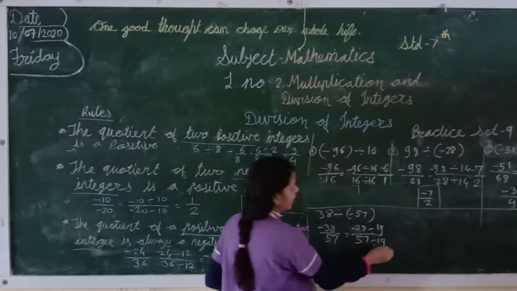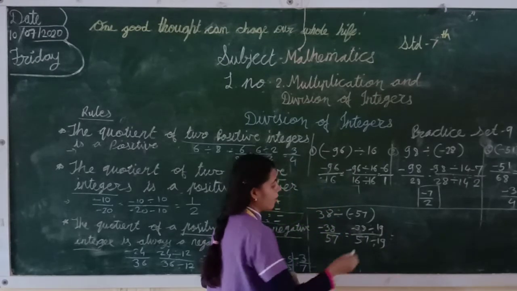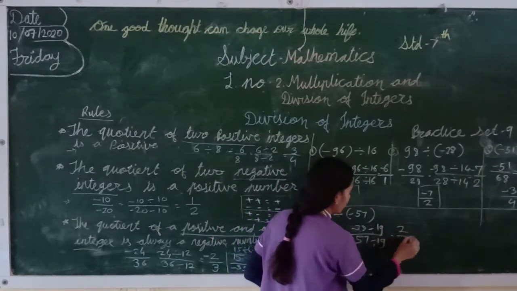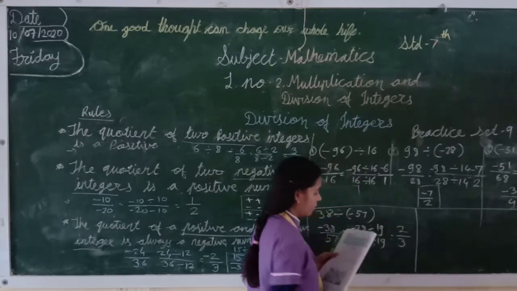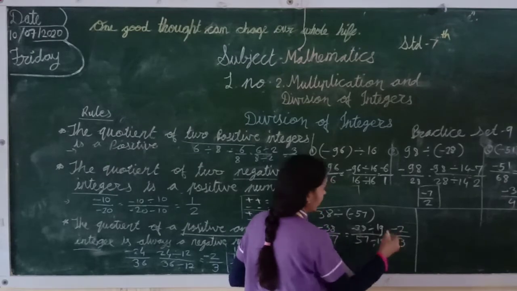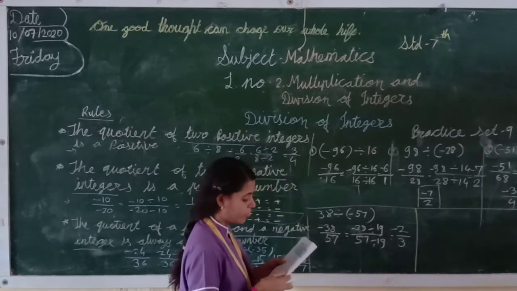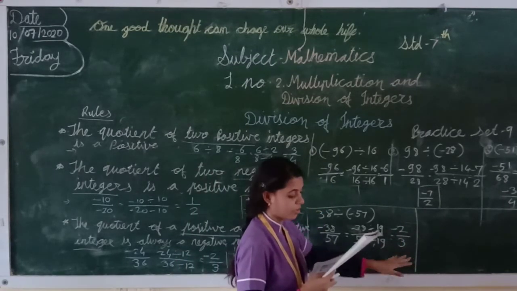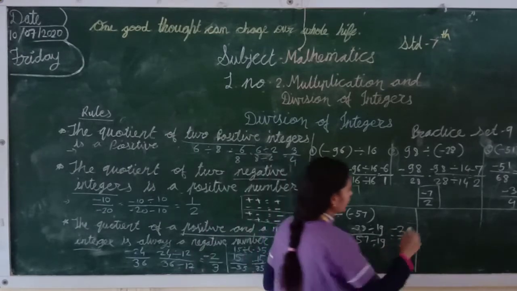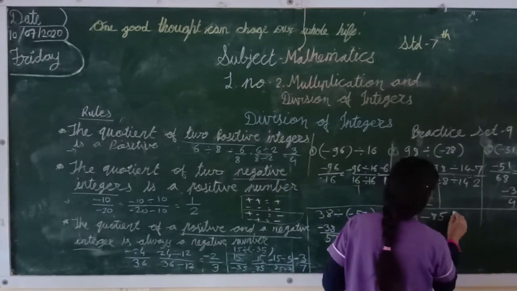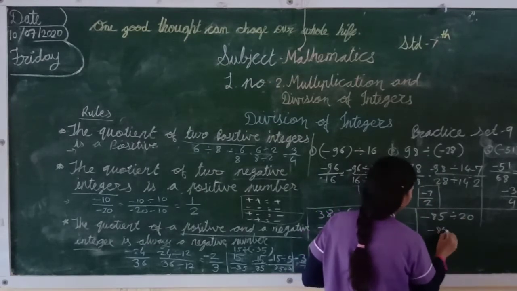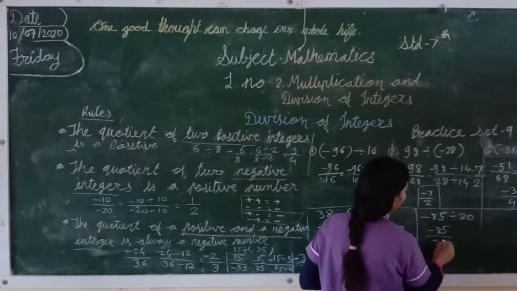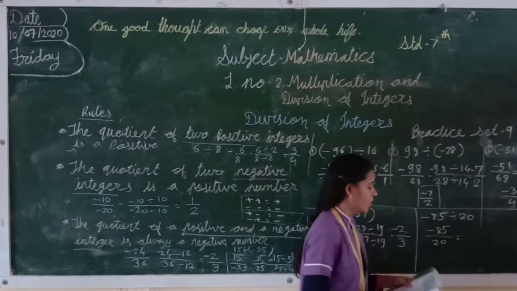So we will divide by 19. 19 2s are 38 and 19 3s are 57. And this one, a minus sign will come, student. I hope students you understood. Now next one, minus 85 divided by 20. Minus 85 divided by 20.